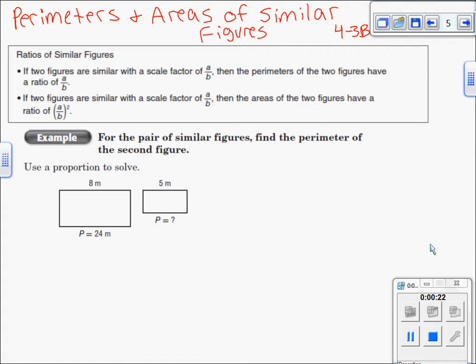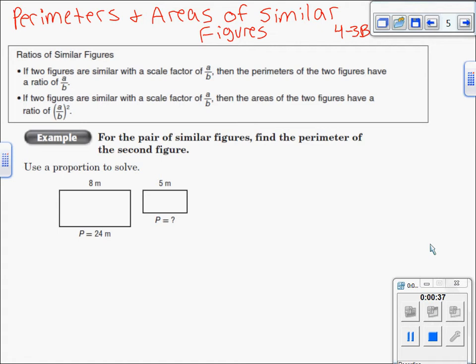So what we're going to talk about in this video is we're going to do it in two parts. We're going to talk about the perimeter of similar figures, and that's a length. Then we'll talk about the area of similar figures. That's not a length anymore, that's area. And so we'll do them separate in the same video, but the first half will focus on perimeter.